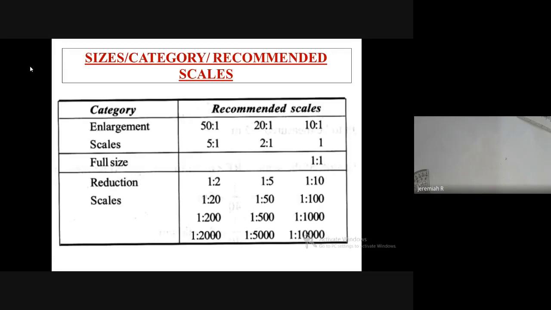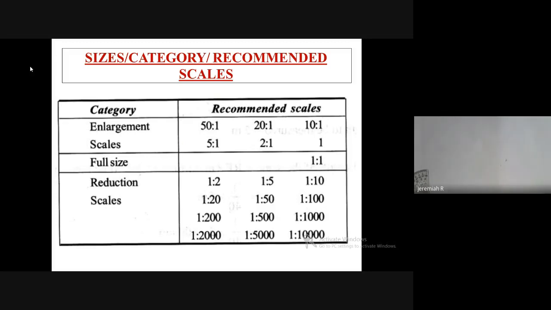So 50:1 means the actual size may be 1 mm, but we have to draw 50 mm in the drawing sheet. The actual size is only 1 mm, just imagine 1 mm or 2 mm. So with recommended scale 50, whatever the original size is, you have to multiply it by 50 and draw that in your drawing sheet. That is called an enlargement scale. So 50:1 means when the original size of the component is 1 mm, you multiply 1 into 50, and that you have to draw in the drawing sheet.